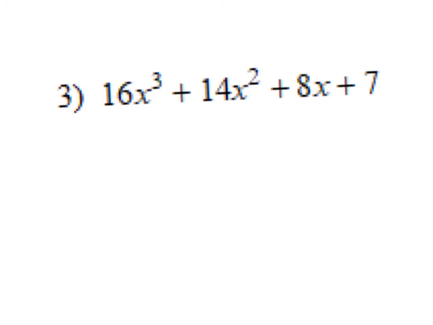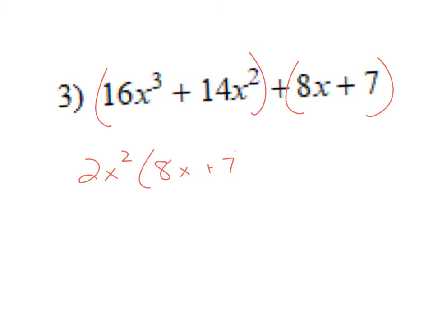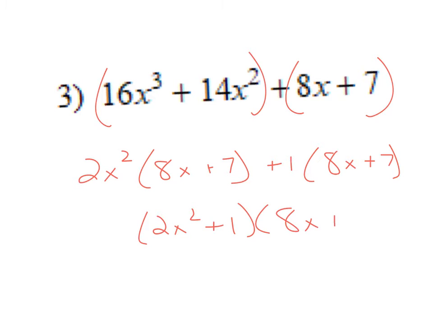Okay, so on this guy, this is a 4-term grouping guy. So I'm going to go ahead and break it up. Okay, and out of this first grouping here, I'm going to get a 2x squared for my GCF. So I have 8x plus 7 left. Now the second part, nothing comes out, so we always pull a 1 and get 8x plus 7. So you've got 2x squared plus 1 and then 8x plus 7.